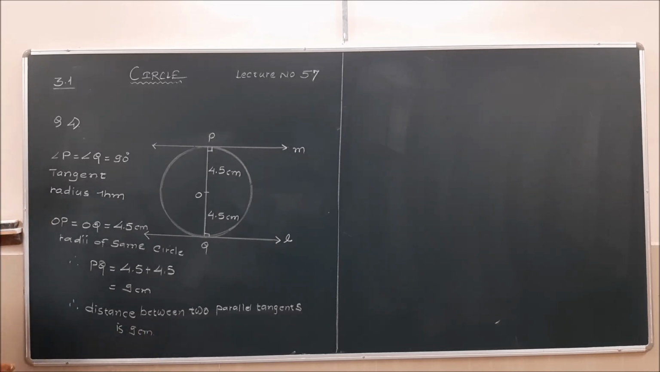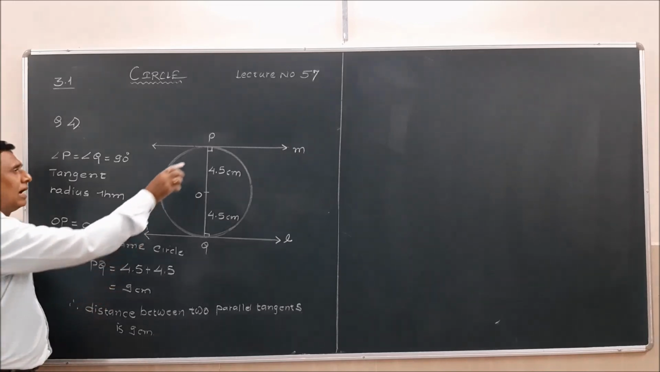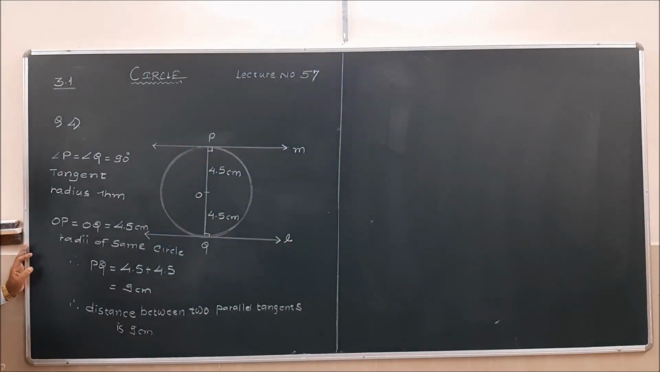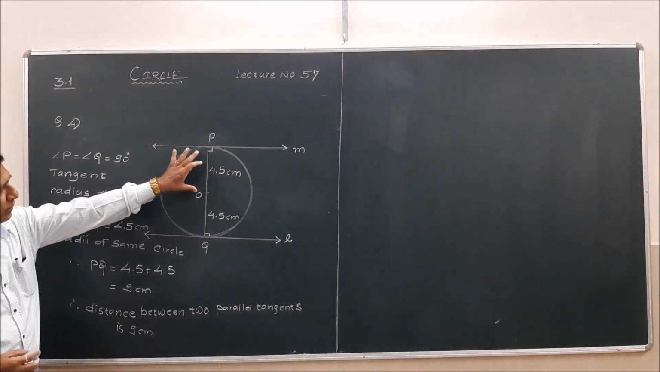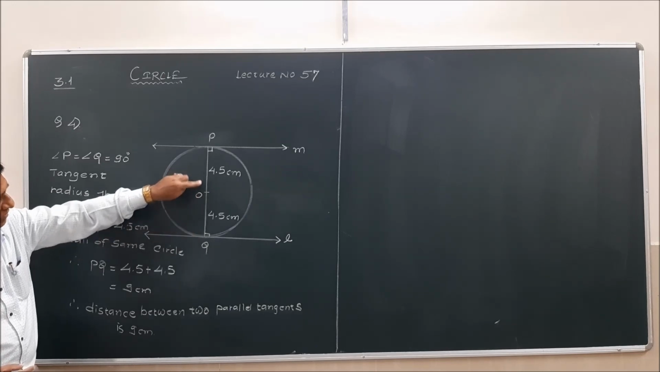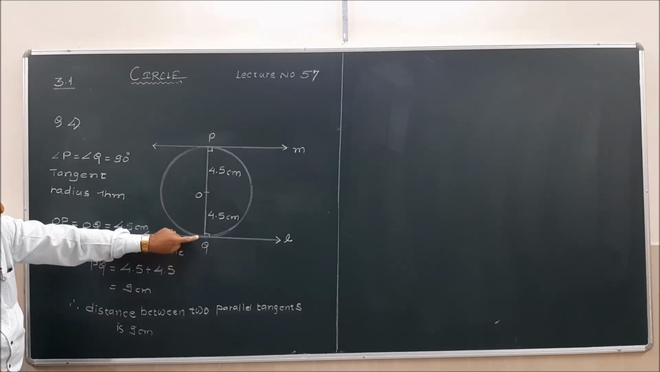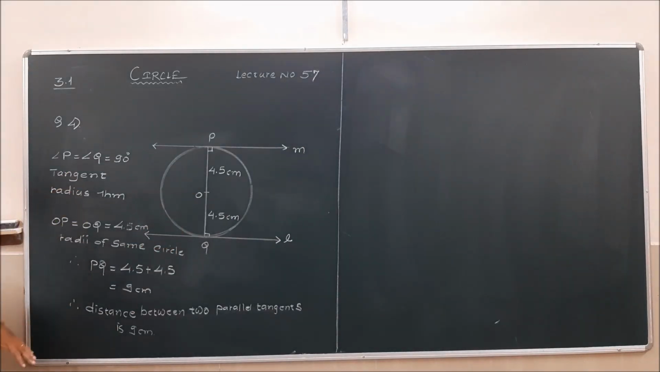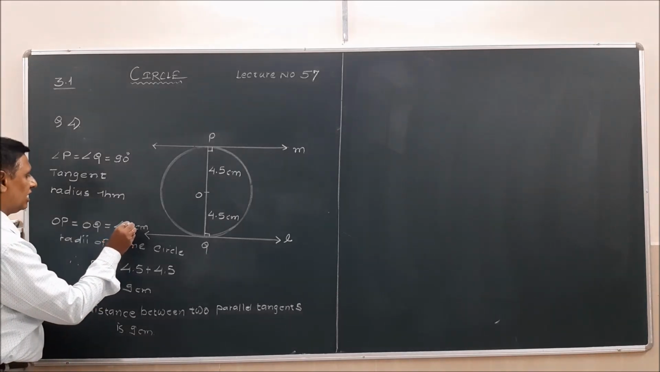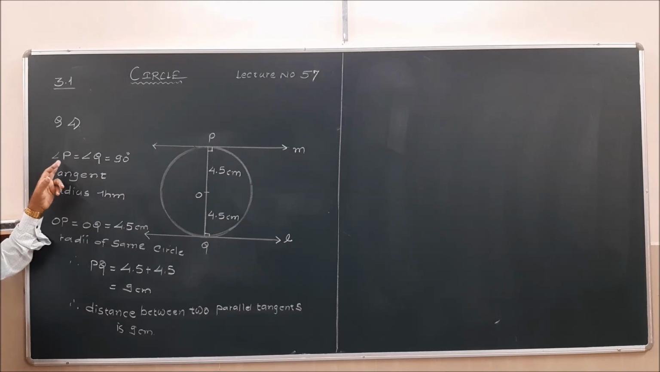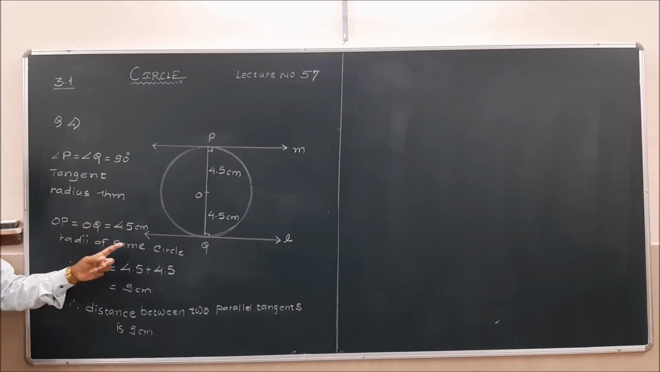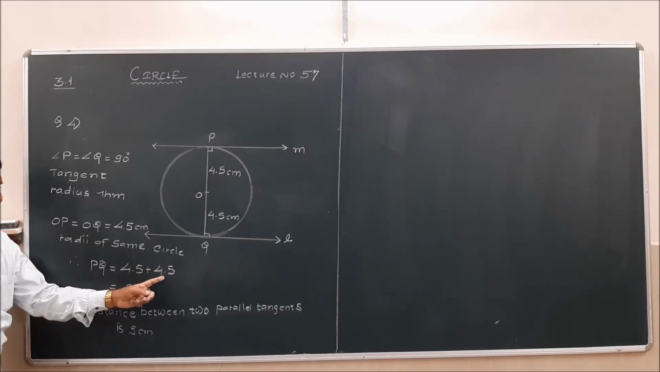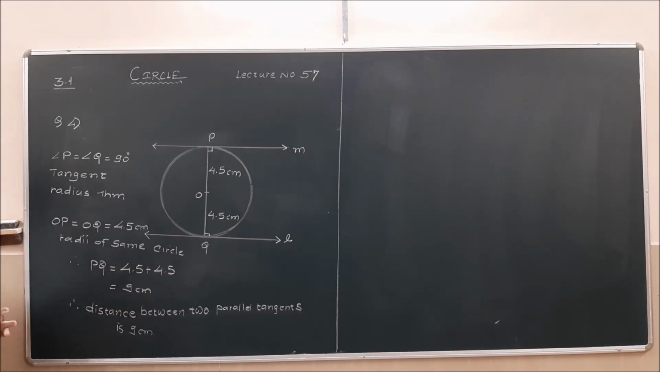So dear students, you will find this was the last question of exercise 3.1. Angle P is equal to angle Q, it is 90, tangent radius theorem. OP is radius, OQ is radius. 4.5 plus 4.5 will give us total length PQ, that is 9. Here that is justification. Justification is very, very important to write all these things. Therefore, distance between two parallel tangents is 9.